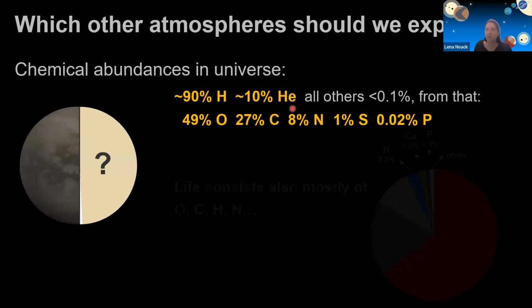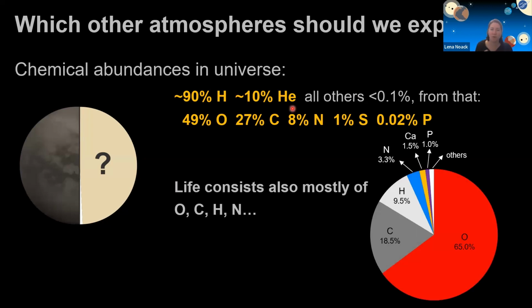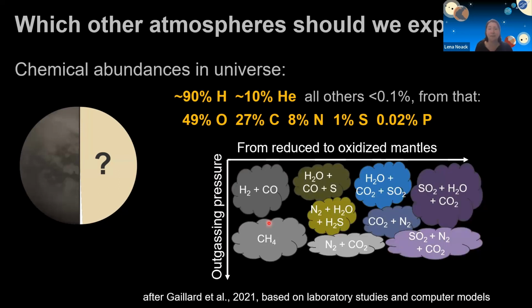Just as a side note, if you look at the composition of life on Earth, on average, the most dominant chemical elements are also oxygen, carbon, hydrogen, and nitrogen. By coming back to the atmospheres, from an outgassing point of view, we can actually expect quite different types of atmospheres to form, depending on what I mentioned at the beginning, whether we have a reduced or more oxidized mantle. So I had these 2 end-member cases before.